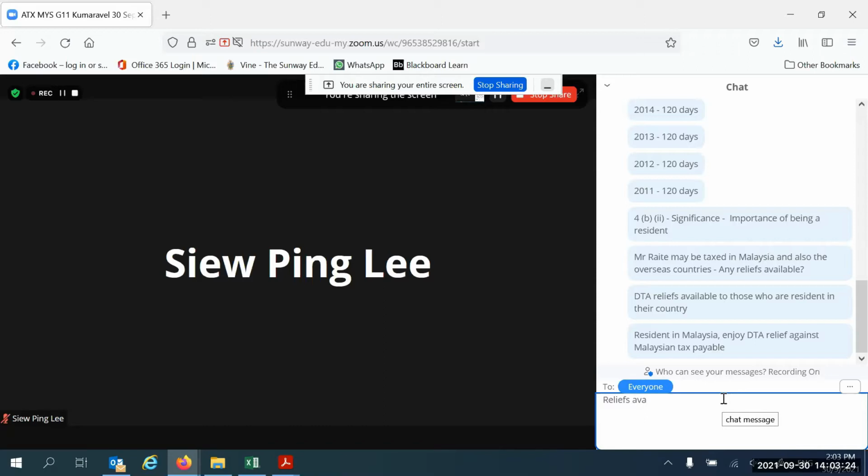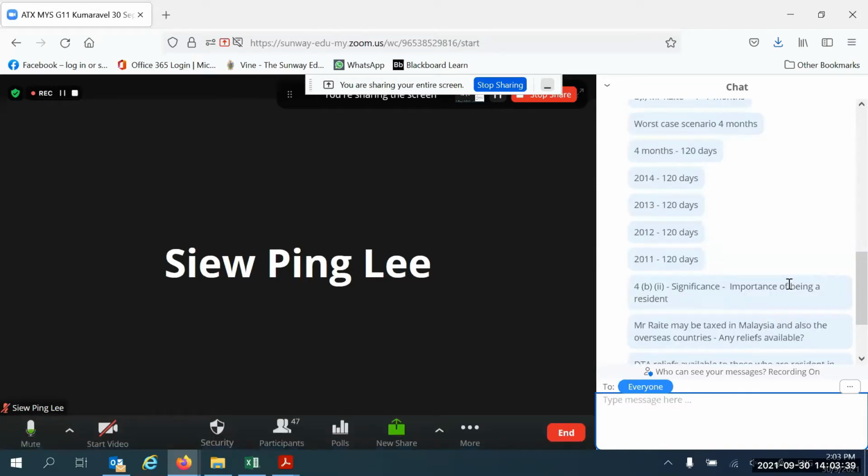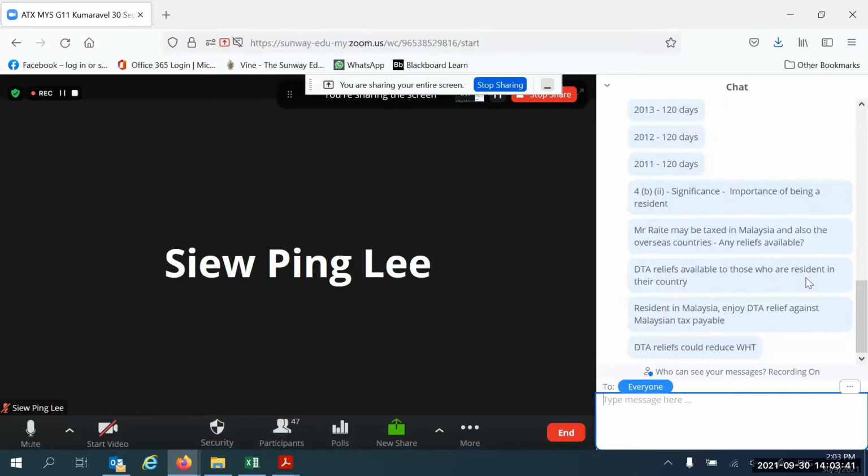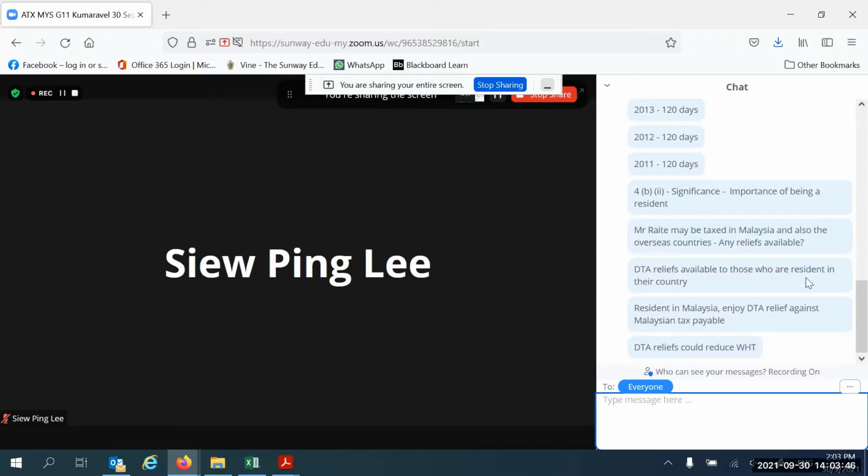Okay, reliefs available, DTA reliefs could reduce withholding tax. Now, what's a DTA? DTA is a double taxation agreement that we sign with another country. It's in chapter 30 plus. So here, the reliefs could reduce the withholding tax. Okay, instead of the rate of 10%, you may pay 8%. Okay, so that's the gist of the answer.